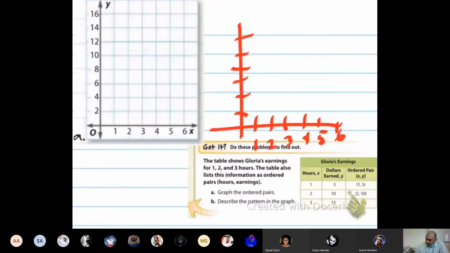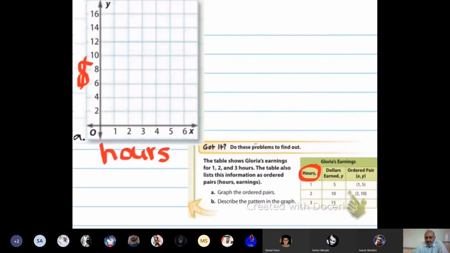So the first one says that in 1 hour, Gloria earns $5. So again, we need to say which one is the hours and which one is the dollars earned. It tells us that hours is X. So our X-axis is the bottom one that goes horizontal. That's going to represent our hours. And then the ones going up and down are going to represent our dollars earned. So I'm going to change this to mine. I just want to make sure that you knew how to make yours, your coordinate plane.